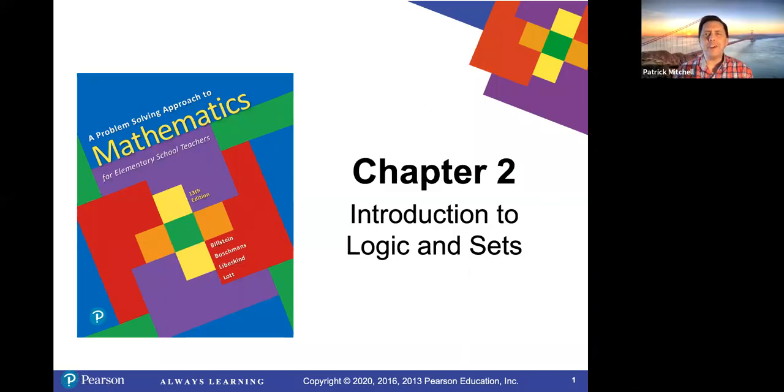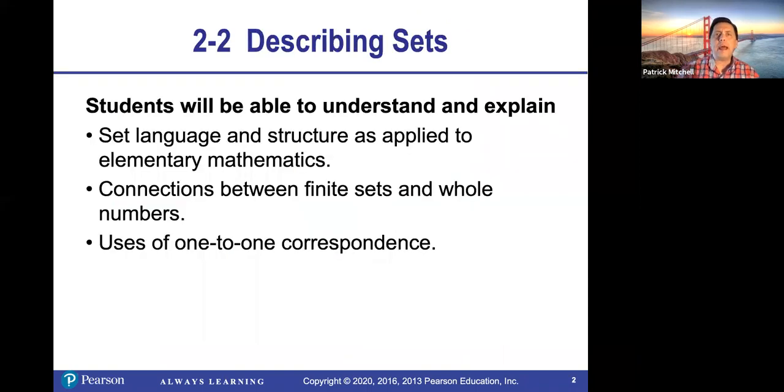We're continuing today with Chapter 2 on logic and sets. And today we're going to talk about describing sets. The objectives of this section are to understand set language and structure as applied to elementary mathematics, connections between finite sets and whole numbers, and uses of one-to-one correspondence.